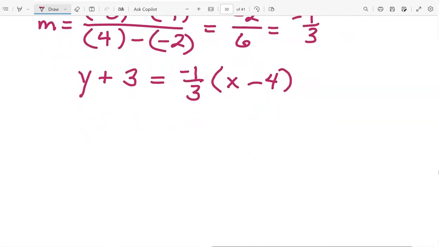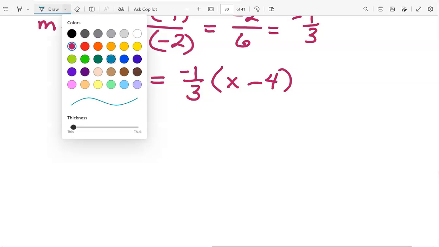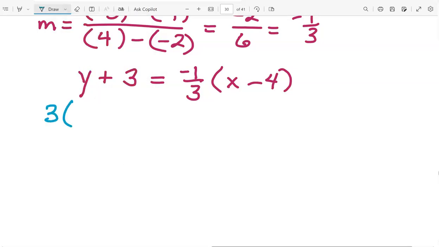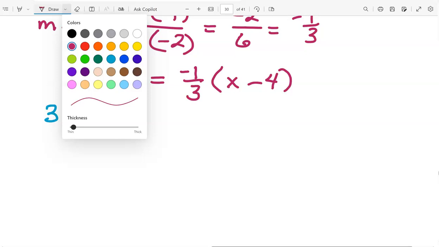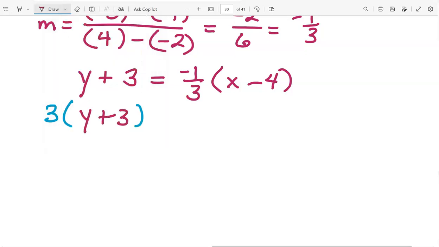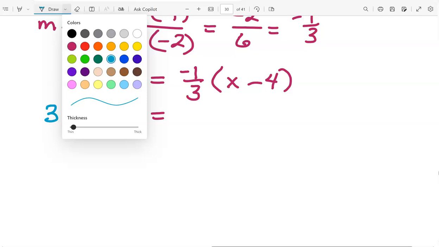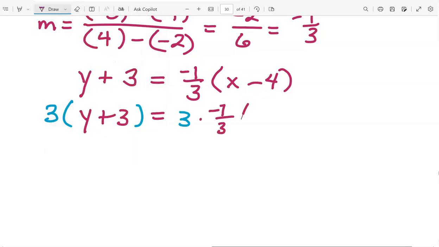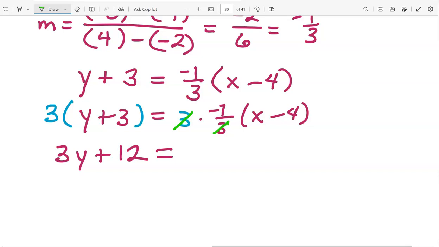Since we have a fractional coefficient this time, I'm going to multiply both sides of the equation by 3. So 3 times y plus 3 is equal to 3 times -1/3 times x minus 4. On the left side, we can distribute the multiplication over the addition in the parentheses. And on the right side, we're going to want to multiply those numbers together first before we distribute that multiplication to the subtraction in the parentheses.